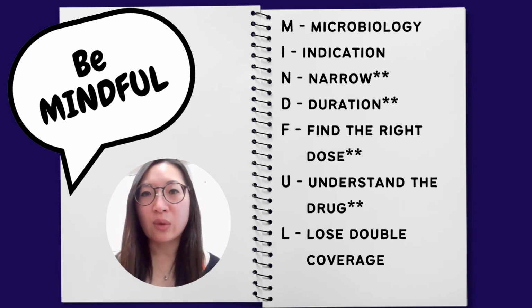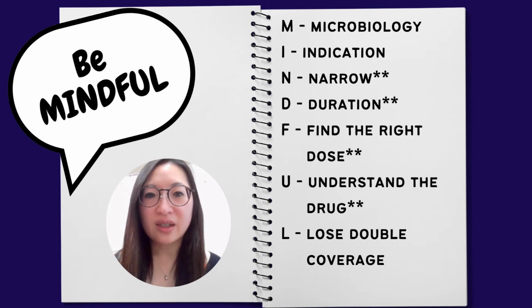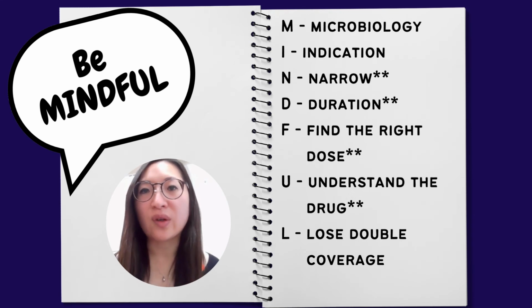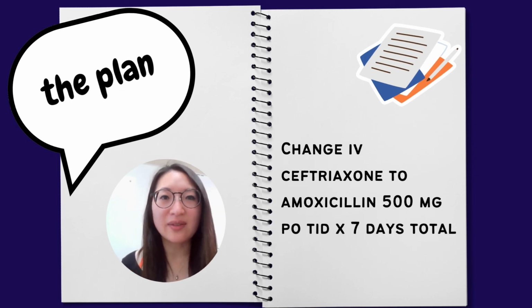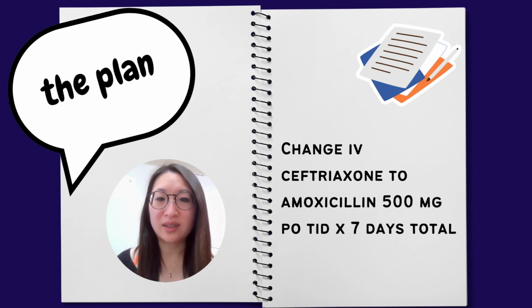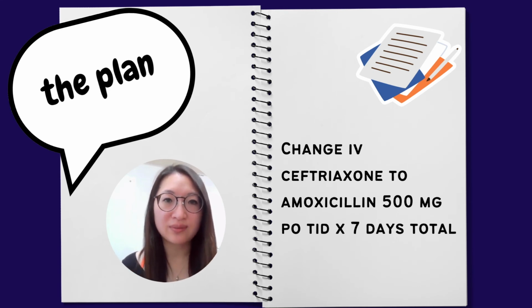We want to make sure that the oral agent that we select will also penetrate to the site of infection. We know that ampicillin or amoxicillin would reach the urinary tract and kidneys as well as the serum in good concentration in order to treat the infection. And we want to make sure the dose that we pick is appropriate for his kidney function as well. After our review, we decided to suggest to the team to change Mr. AX's IV ceftriaxone to oral amoxicillin at a dose of 500 milligrams PO 3 times a day for 7 days total, counting from the day of ceftriaxone start.